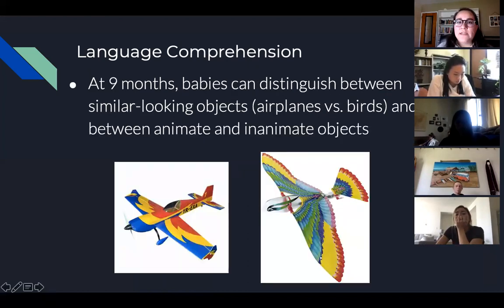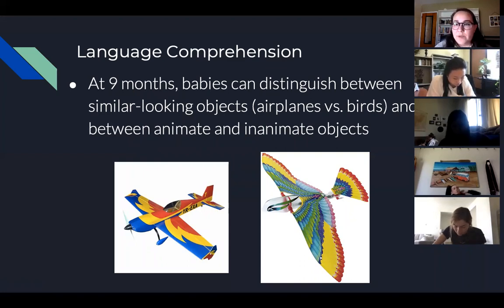And so a couple months down the line after that, babies are able to understand differences in word labels that are applied to similar looking objects. So for example, they're able to differentiate if you tell them airplane, here's the toy airplane versus here's the toy bird. And they're also able to differentiate between animate objects, so that is living things, and inanimate objects.